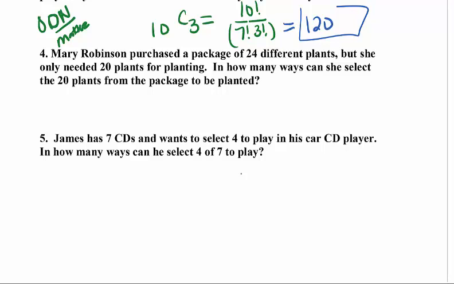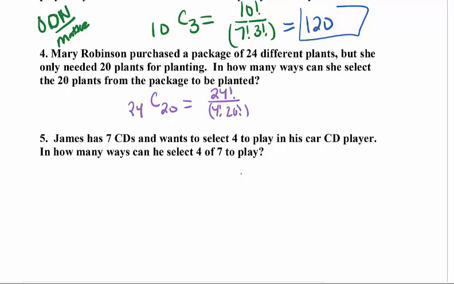She only needs 20 of them to plant. It doesn't matter the order she picks these. She has 24 and is picking 20. We're not saying locations of where to plant them, as that would make it a permutation. So this is 24C20. That would have been 24 factorial over 4 factorial times 20 factorial.